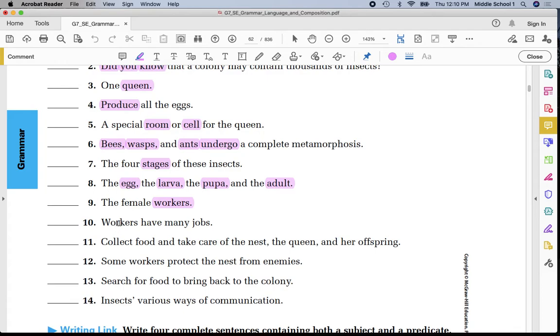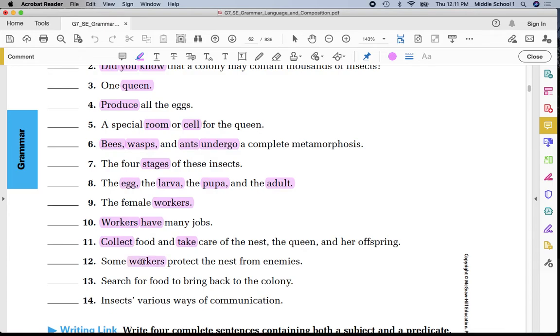Number 10, workers have many jobs. On blank number 10, I put sentence. This contains a simple subject and a predicate. It's a sentence. 11, collect food and take care of the nest, the queen, and her offspring. These are predicates, compound predicates. It's missing a subject. 11 is a fragment. On the blank, I put S because it's missing the subject.